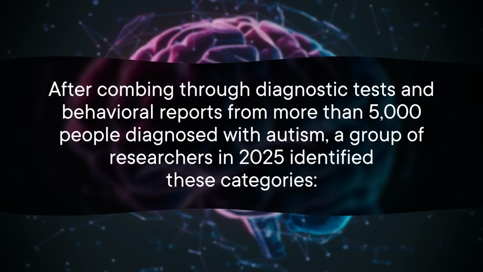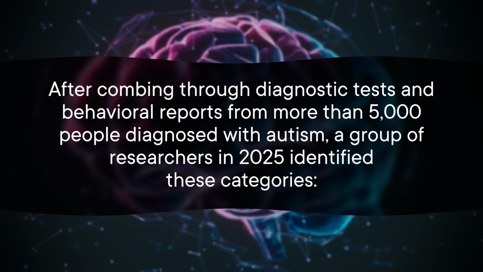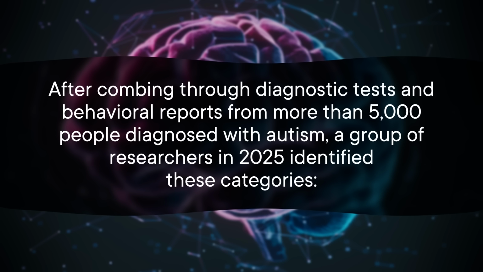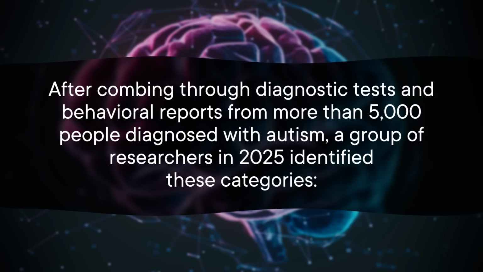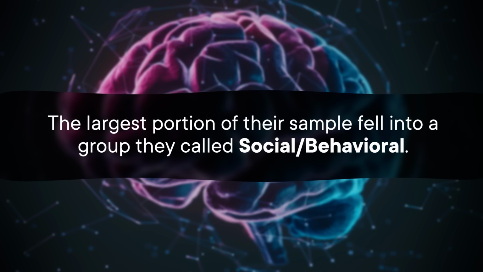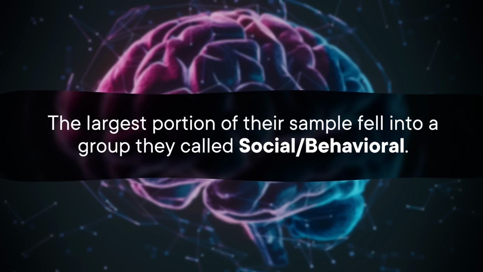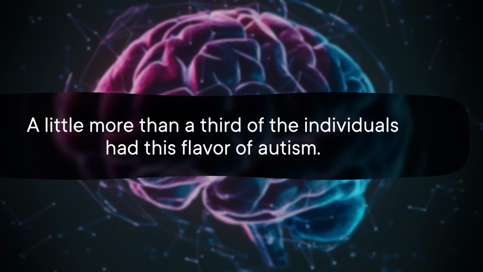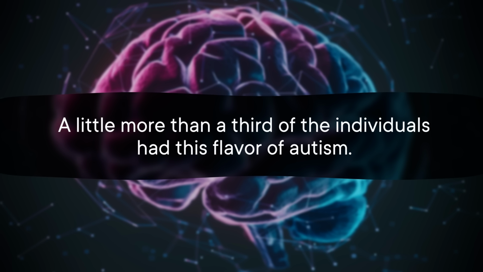After combing through diagnostic tests and behavioral reports from more than 5,000 people diagnosed with autism, a group of researchers in 2025 identified these categories. The largest portion of their sample fell into a group they called social/behavioral. A little more than a third of the individuals had this flavor of autism. This group was united by their challenges with communication, attention, and anxiety, but not significant developmental delays. In addition to their autism, they often had ADHD, anxiety, or major depression.